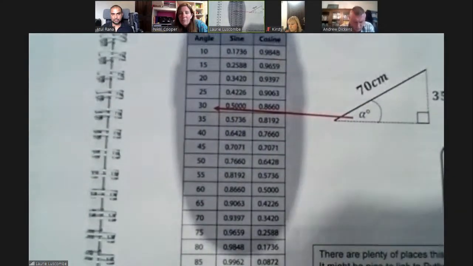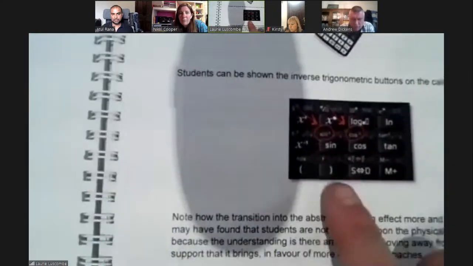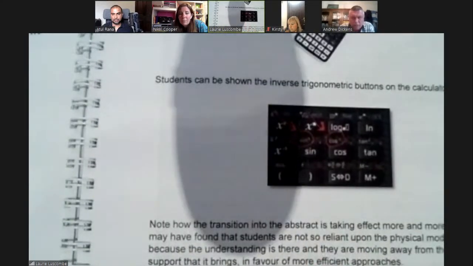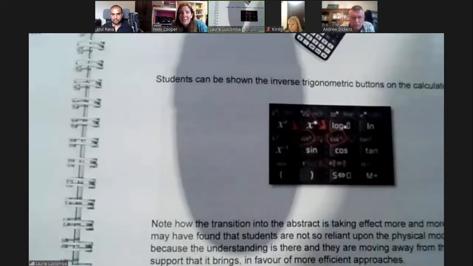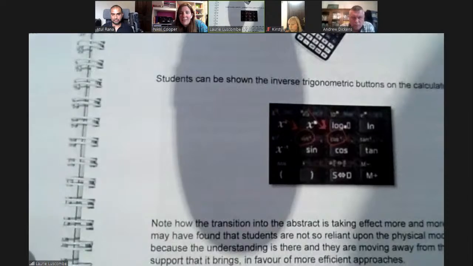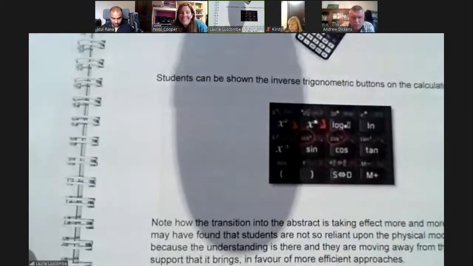But we said that when we show them the calculator button here, we need to settle on a convention. It's great if we've got a table that is easily accessible. Brill, we don't need to bother with measuring it every time, which is a little bit cumbersome, let's be honest.